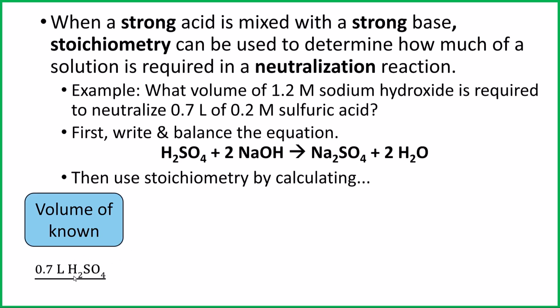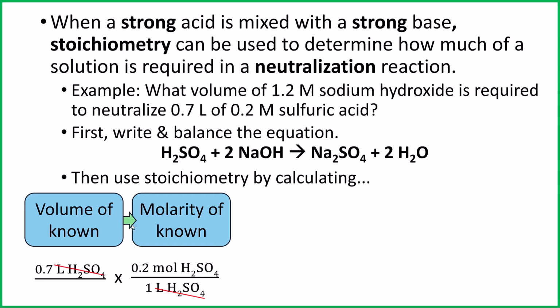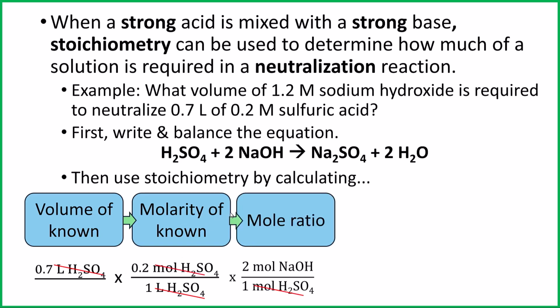Make sure you are labeling with your substances. And then we're going to use our molarity of the known to convert from volume to moles. And then we'll use the mole ratio from the equation to compare the sulfuric acid and the sodium hydroxide. So 1 mole of sulfuric acid for every 2 moles of sodium hydroxide.